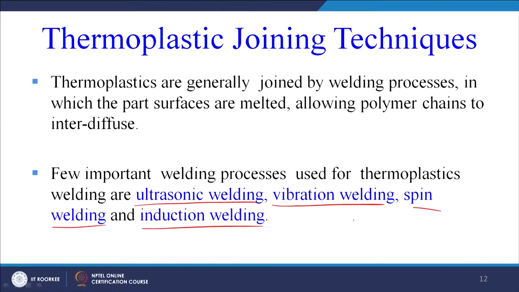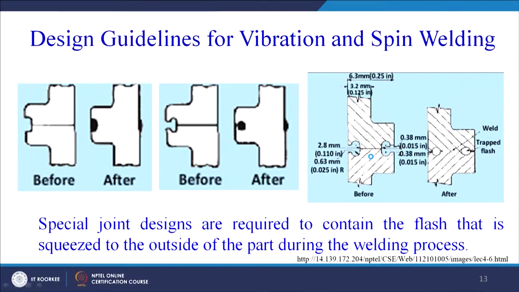So thermoplastics are generally joined by welding processes in which the part surfaces are melted, allowing polymer chains to interdiffuse. Basically, how the surfaces are melted, the source of heat may vary, and based on the source of heat, different processes are used. So we can see that for metals there is a specific set of processes, and for polymers also there is a specific set of processes, and some of the processes can be used both for metals as well as for polymers. Now these are the design guidelines for vibration and spin welding.